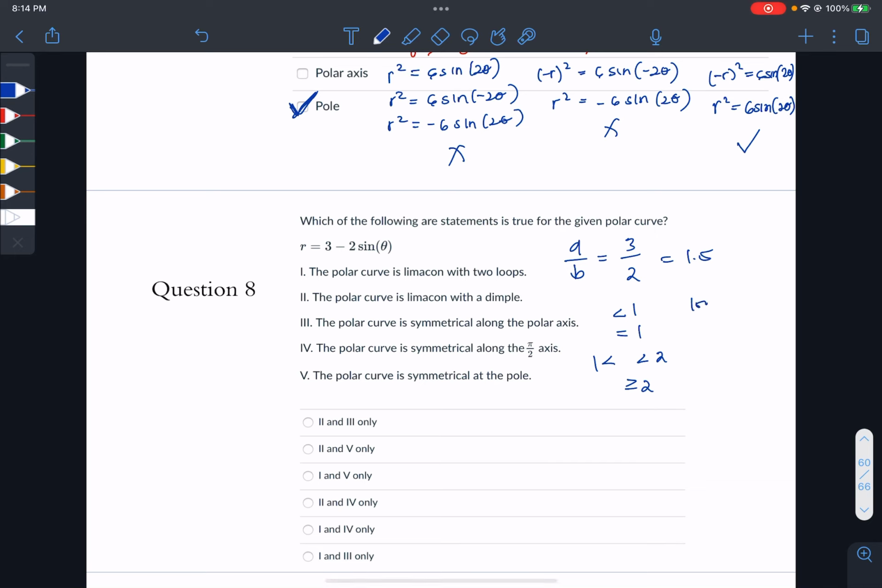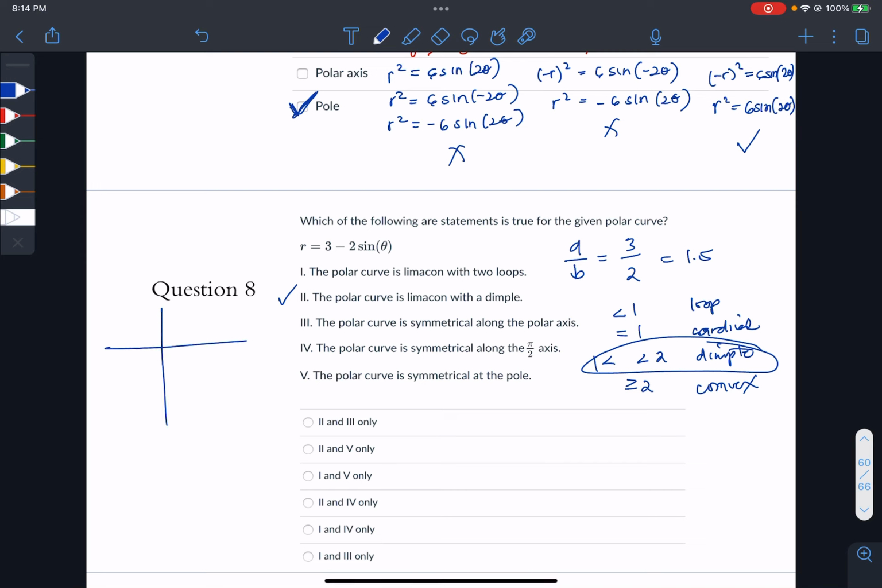So this one is with the loop, cardioid, and then yung dimple. Last one is convex. So 1.5, nandito siya. So therefore, ito siya. The polar curve is a limaçon with a dimple. Tapos sine. Di ba? Pag sine yan, kasi nasa negative yan, no? So most probably, ang drawing yan, kasi nasa baba, no? Tapos dimple. Most probably ganito yung drawing niya.